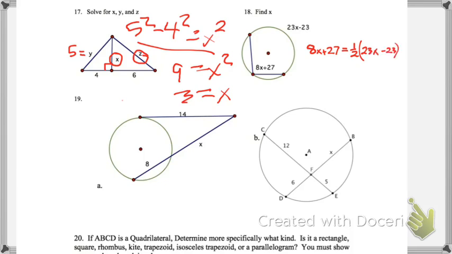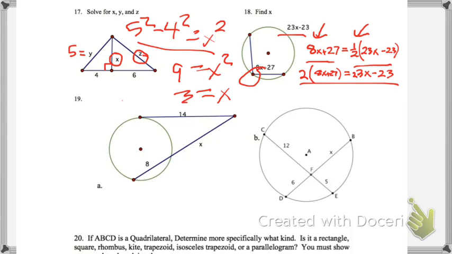This is an inscribed angle, so it's half as big as the arc measure. So what I have is half the arc measure here equals 8x plus 27. Or you could represent it as 2 times that smaller angle equals the other, 23x minus 23. So they have a 2-to-1 relationship. If you multiply both sides by 2 in the top equation, you end up with the bottom equation. So they're all very much related.